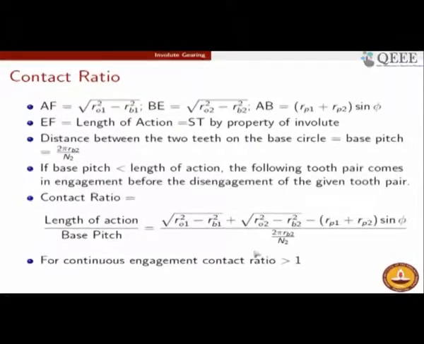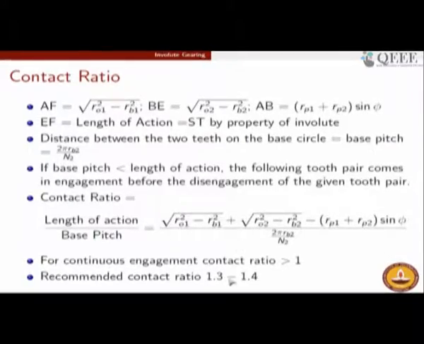The value advised from empirical knowledge and also from experience is about 1.3 to 1.4. It is usually recommended that we have this sort of a contact ratio, but there are certain high contact ratio gears also which are possible, but for the usual applications we would recommend a value of 1.3 to 1.4.